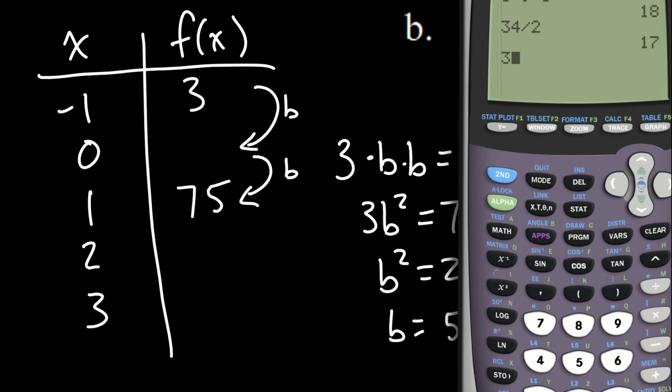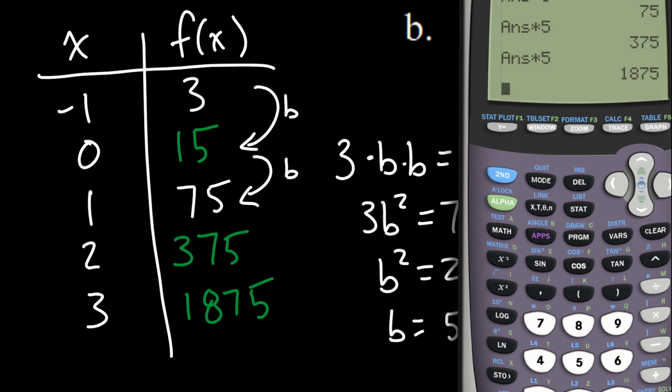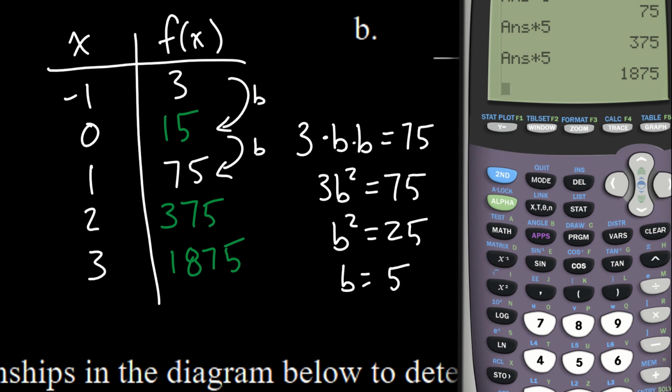If I take 3 times 5, I would get 15, and then if I go times 5, I get, so this is, let me fill this in with a green color. So this has to be 15, and then I can say times 5, and that would give me 375, and then times 5 would give me 1,875.